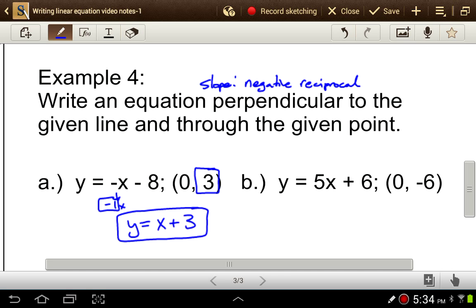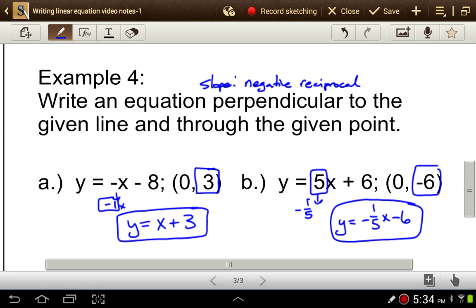Okay, and for B, my slope is 5, so the negative reciprocal of 5 is going to be negative 1/5. So this is going to be, with my y-intercept of negative 6, y equals negative 1/5 x minus 6. That's going to be my equation for that one. Okay, so hopefully that helps on writing linear equations.